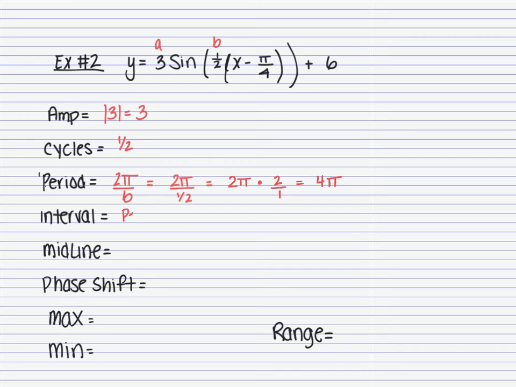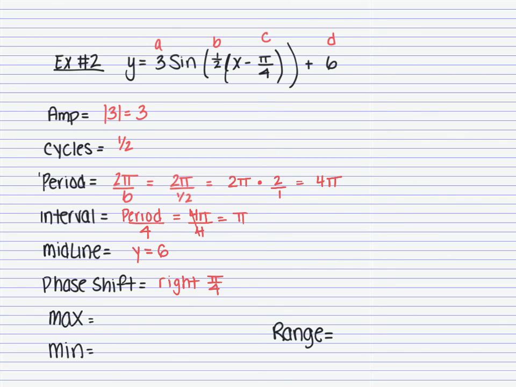Interval is defined as period over 4. So since my period is 4 pi, and I'm going to divide that by 4, the 4's will cancel, so your interval should have been pi. Your midline is the d value, y equals 6. Your phase shift is this c value, so since it's minus, we're going to go right, pi over 4.